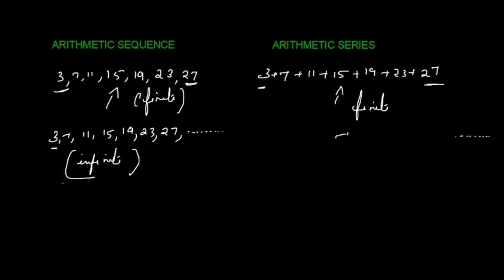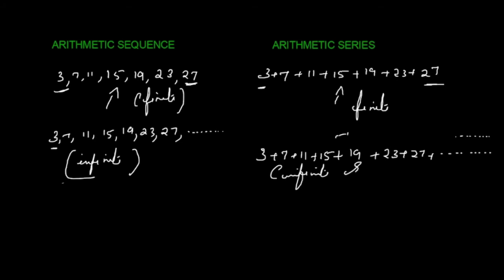So what will be the infinite series? Can you tell me what is infinite? That is 3 plus 7 plus 11 plus 15 plus 19 plus 23 plus 27 plus, and so on. So this is known as infinite. This is an infinite series, right? This is an infinite sequence, and this is an infinite series.